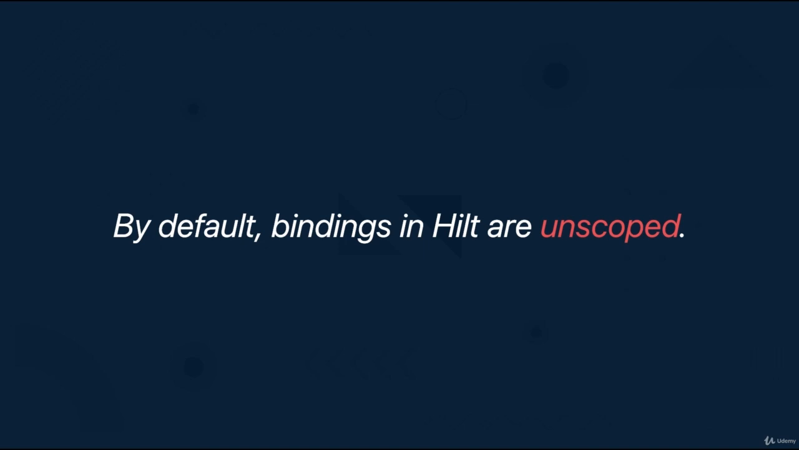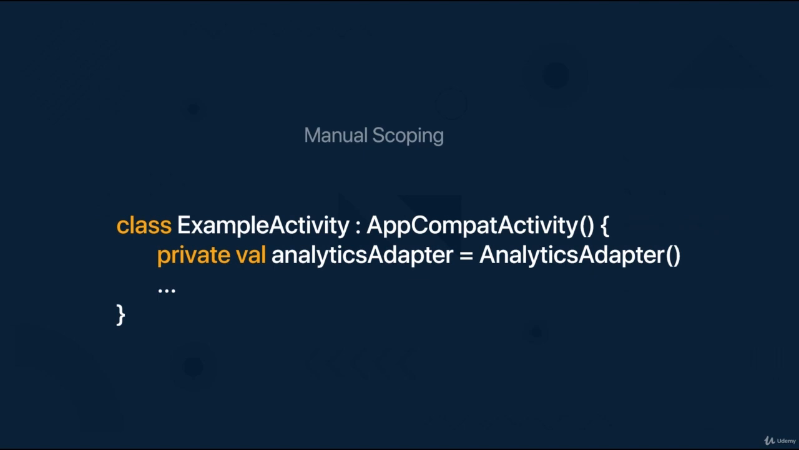Now I'm going to show you an example of manual scoping without a dependency injection library, just by using the Android framework. After that I'm going to show you an example of using scopes with a dependency injection library like Hilt. Here in this example we see one activity, and inside that activity we initialized our analytics adapter. This variable is scoped to the example activity's lifecycle, which means it will be the same instance as long as the activity isn't destroyed.